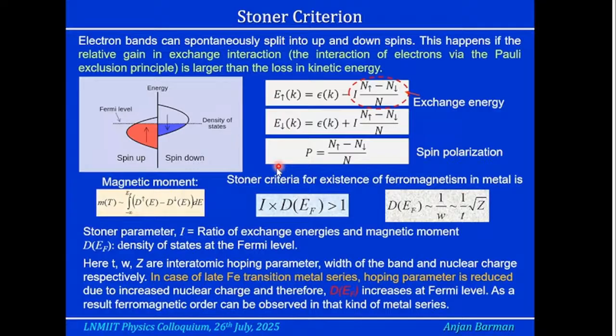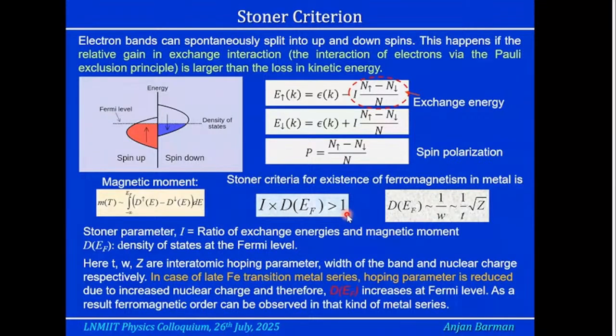So the magnetic moment is given by an integration from minus infinity to EF of the difference between the density of states of the up and down electrons, dE. And the Stoner criterion for ferromagnetism is given by that. So here I times the density of states at the Fermi level should be greater than 1.